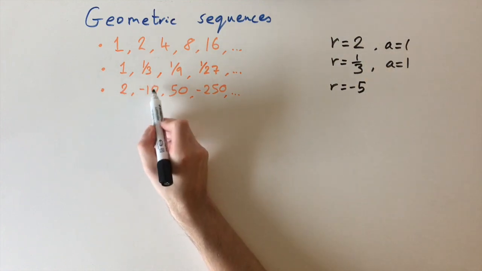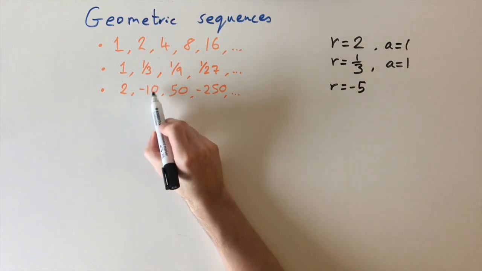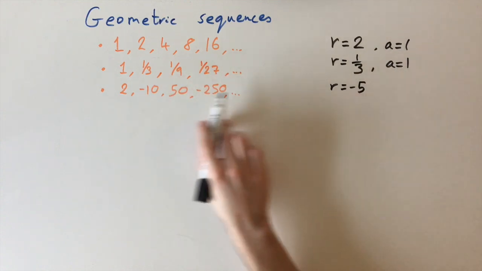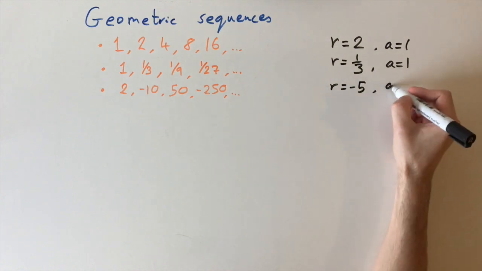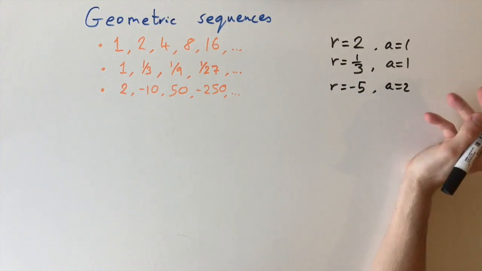And we see 2 times minus 5 is minus 10, multiply that again by minus 5, we get 50, and this carries on. So last thing is, this time we are not starting at 1, we're starting at 2. And this can literally be any number you like.